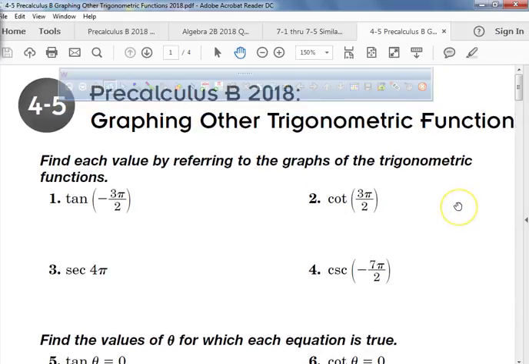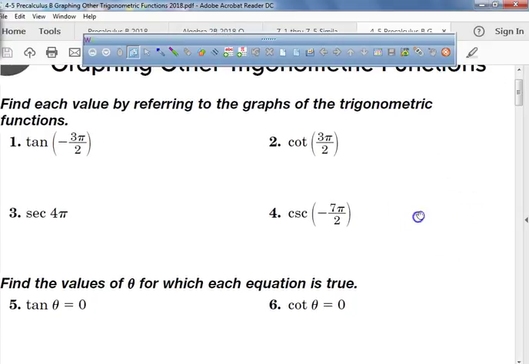Alright, today we're going to continue on with what we've been working on with graphing different types of trig functions. So right now, what I'd like you guys to do is look at number 2. What does number 2 deal with? Like the cotangent, right? Cotangent at 3 pi over 2.